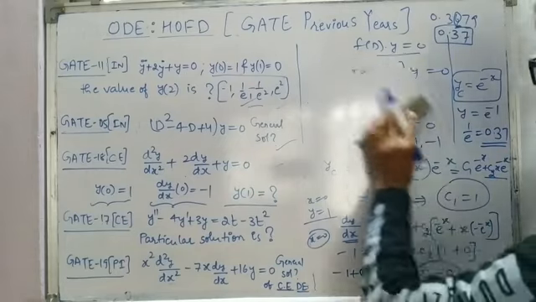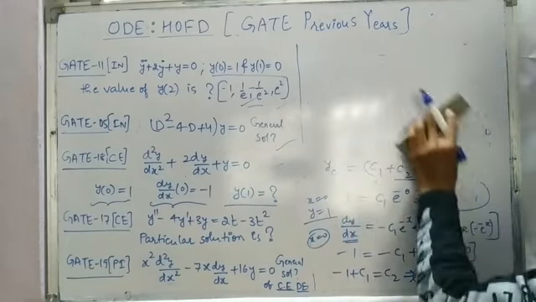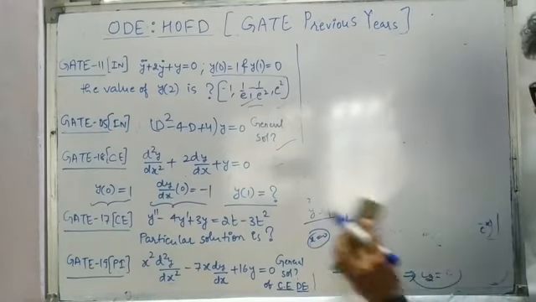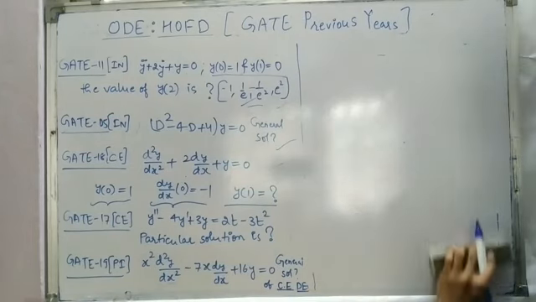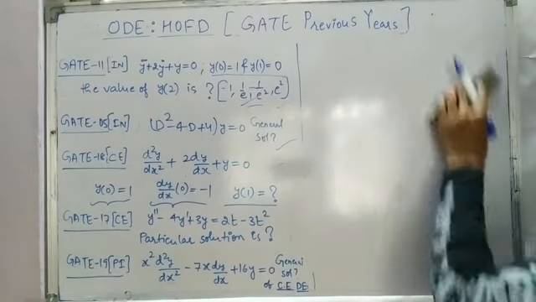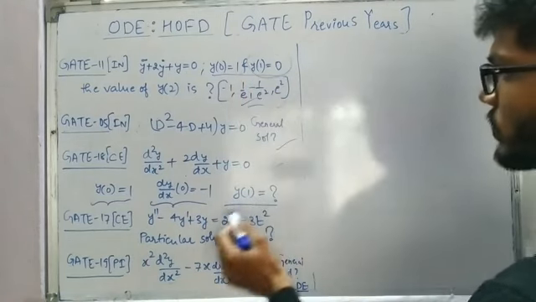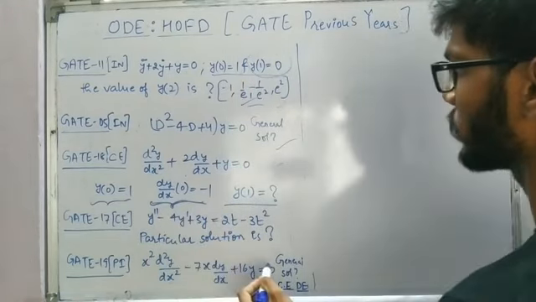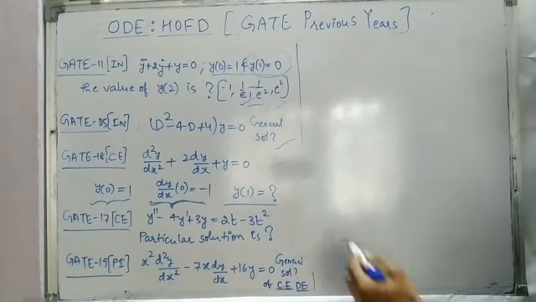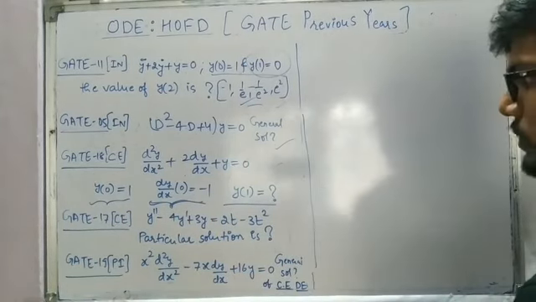So this was the problem asked in GATE 2018 in civil engineering, and it was quite similar to the GATE 2011 instrumentation problem. Only one condition they have changed. Instead of y of 1 is equal to 0, they have given dy by dx of 0 is equal to minus 1, and the value asked was at a different point.